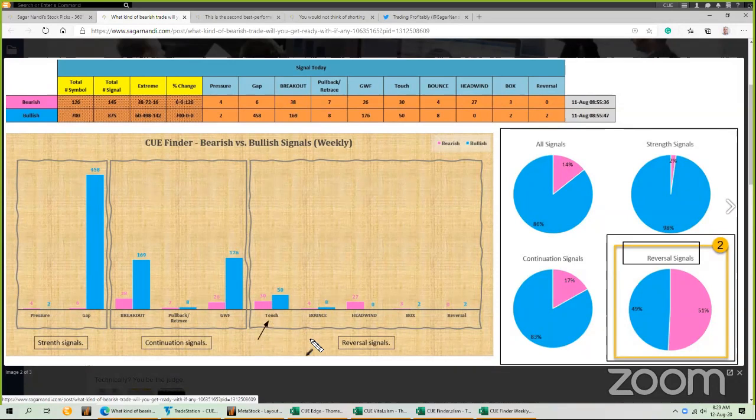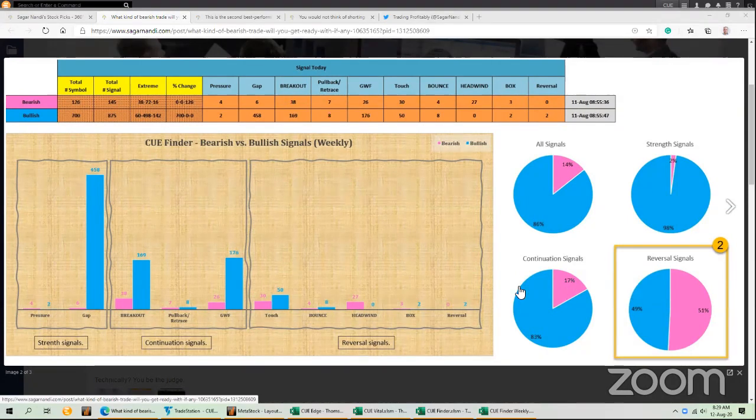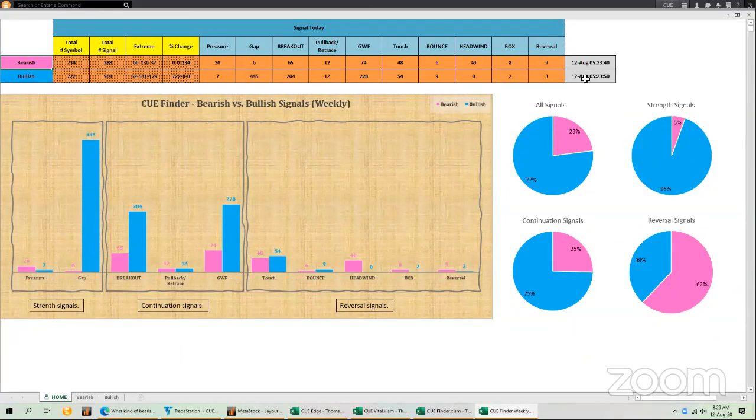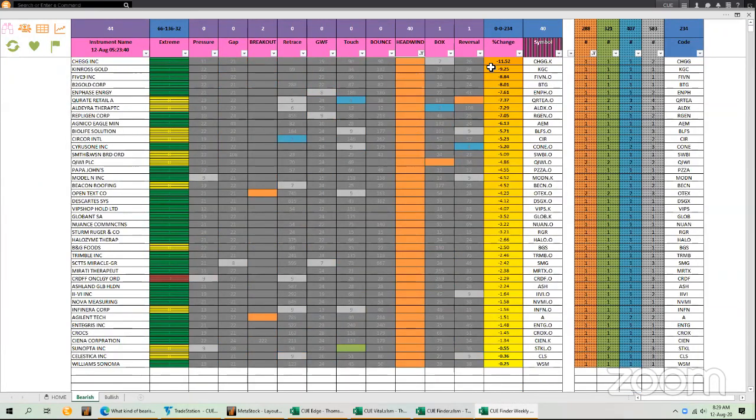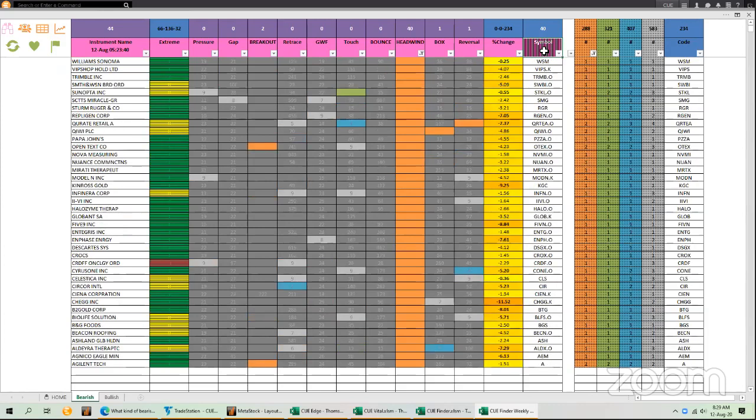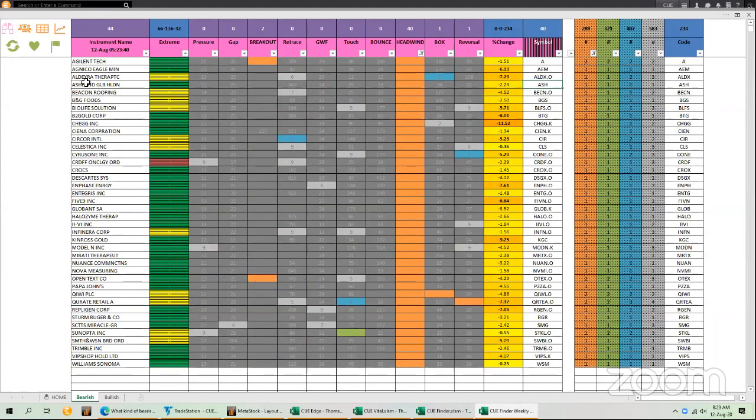They are either touching memory resistance or bouncing down from memory resistance, or bearish headwind at the very top, double top box setup, or reversal candle. So this led me to look for reversal setups, and I started with the weekly finder. This is as of yesterday's market close. However, the weekly signals might not have changed. The headwind signals often give us a warning about possible reversal. So what I did, I looked for the weekly bearish headwind signals, and I found this stock ASH.